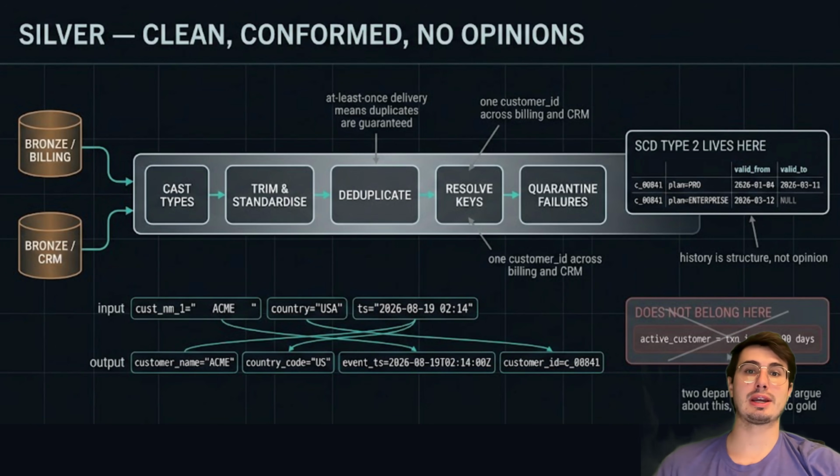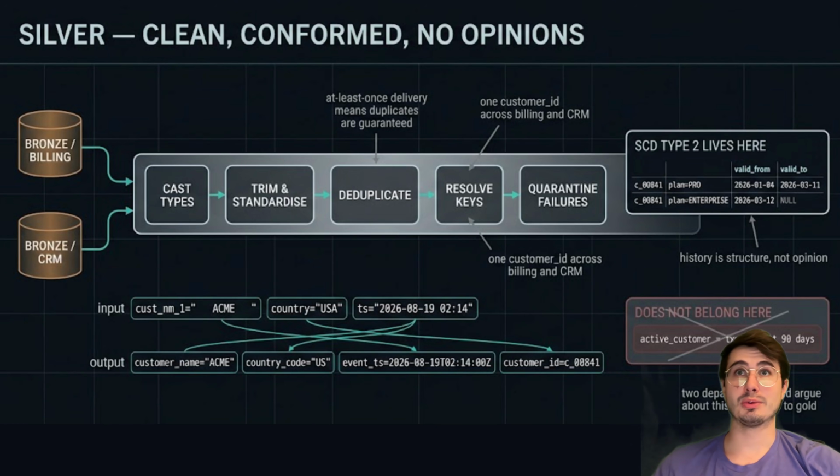And silver is also the right home for slowly changing dimensions. So if you need to know what a customer's plan tier was back in March, silver is where you keep a history table with valid from and valid to columns, which is a structural fact about the entity, not an opinion about it. And then silver is also where most of the value in a data platform actually gets created, and it's a layer that nobody wants to be assigned to because it produces nothing you can put on a dashboard. And there's no demo or screenshot or applause.